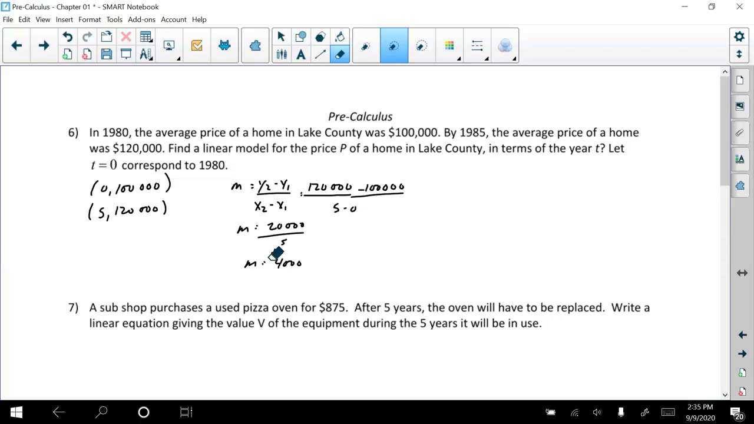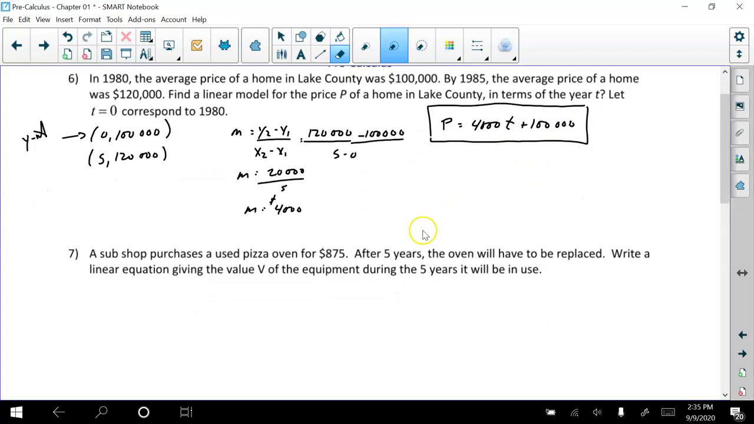So now, once again, we don't have to find the y-intercept because it's already given to us. Year 0, 100,000. That's our y-intercept. So now the price, P, equals 4,000T, for the number of years, plus 100,000. There's our model for the home prices in that county.